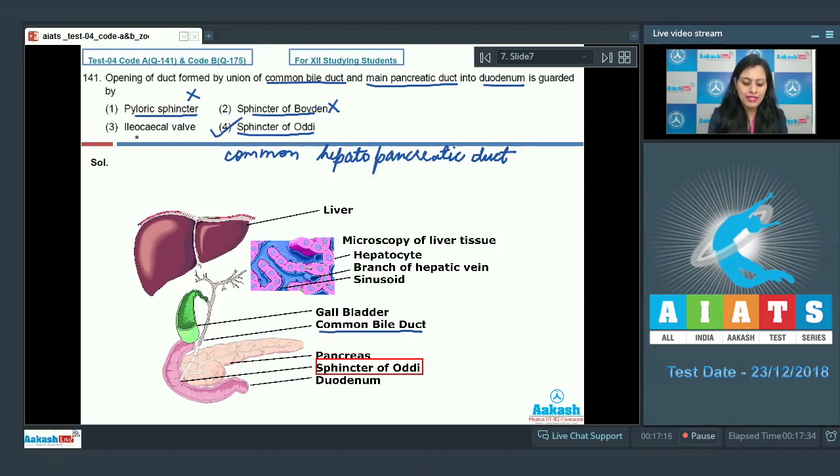The next option given is ileocecal valve, and this is also an incorrect option because this ileocecal valve prevents the backflow of digested food from cecum to ileum. So this is also an incorrect option. So the correct answer for this question is option number 4. Let's discuss our next question.